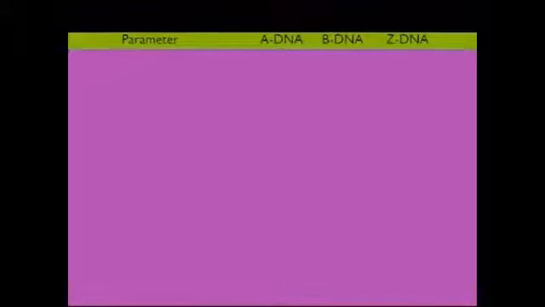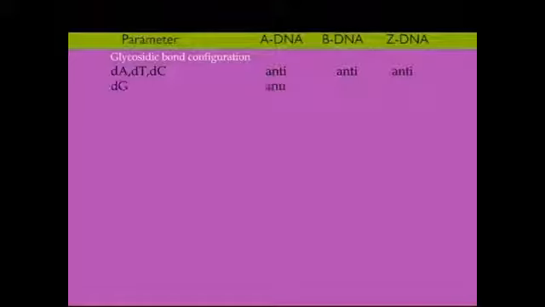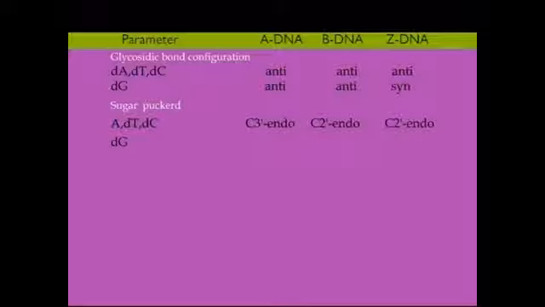Next parameter is glycosidic bond configuration. For deoxyadenine, deoxythymine, deoxycytosine, for A DNA it is anti, for B DNA it is anti, and for Z DNA anti. For deoxyguanine it is anti, anti, and syn. Next parameter is sugar pucker. For A DNA it is C3' endo, for B DNA it is C2' endo, for Z DNA C2' endo, while deoxyguanine has C3' endo, C2' endo, C3' endo.